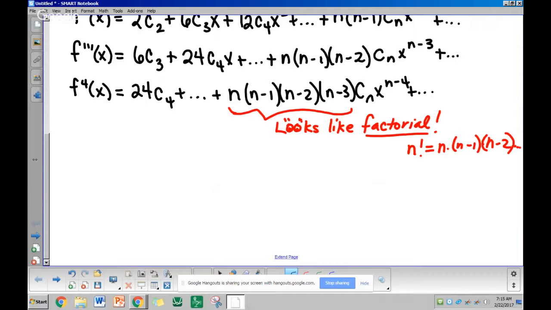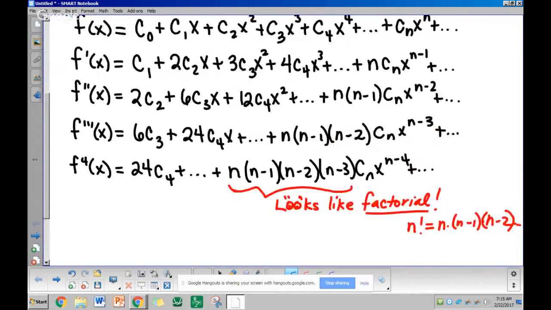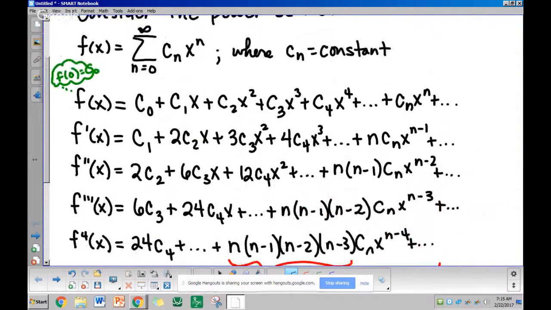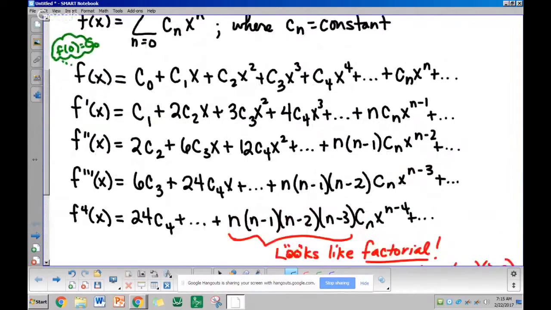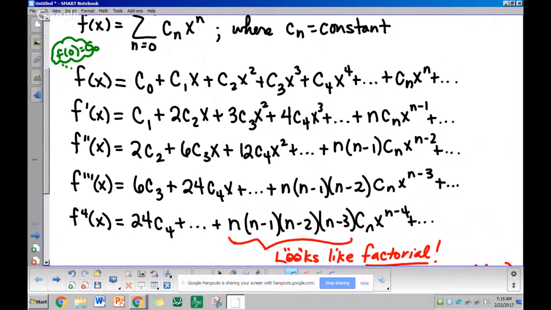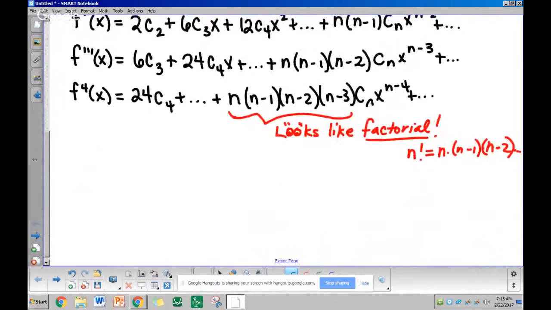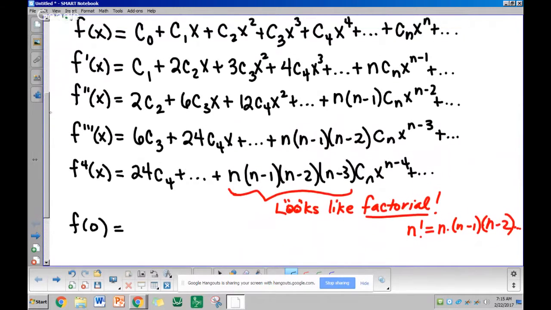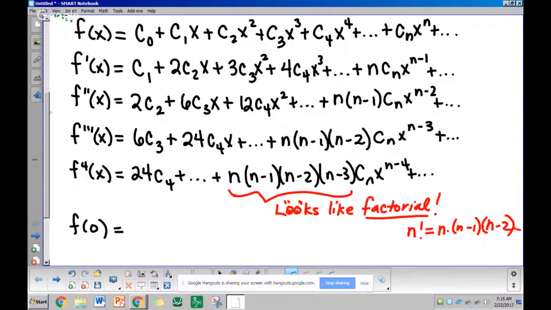And in order to do this power series that's centered at 0, we want to solve for c sub 0, c sub 1, c sub 2, so we would know what our polynomial actually is. Let's plug in 0 and figure out what those constants are. So if I say f of 0, that means that all of the x terms in f of x are going to go to 0 except for c sub 0. And so I know that f of 0 is equal to c sub 0.